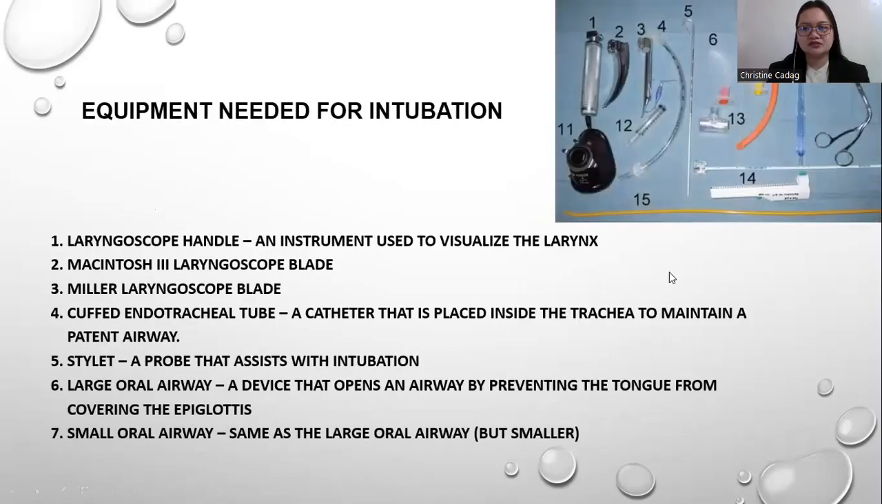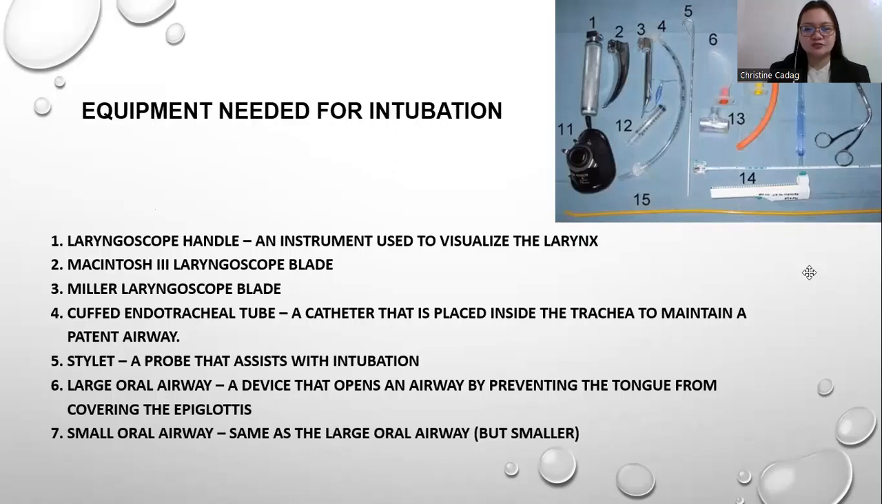So what are the equipment for intubation? As you can see on the right upper corner of the screen, there are the equipment needed for intubation. First is the laryngoscope handle, an instrument used to visualize the larynx. This is paired with a blade or laryngoscope blade, which comes in two types, the Macintosh and the Miller. Macintosh is the curved one, and Miller is the straight one.